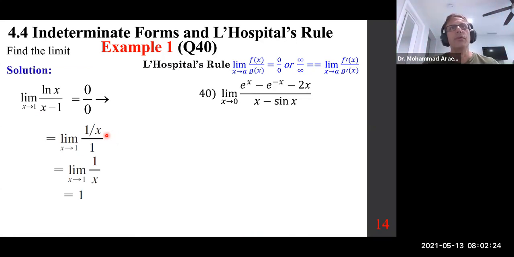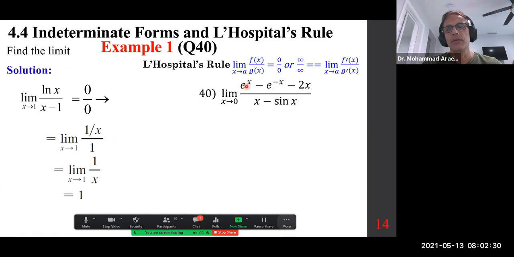For the next example, if we replace the x with 0 in the numerator, we get e to the power of 0 minus e to the power of 0 minus 2 times 0, which ends up being 1 minus 1 minus 0, or 0. The denominator, x is 0, sine of 0 is 0. So you do have 0 over 0. Therefore, we can use L'Hopital's rule. We take the derivative of the top, e to the power of x plus e to the power minus x minus 2 over the derivative of the bottom, which is 1 minus cosine x.